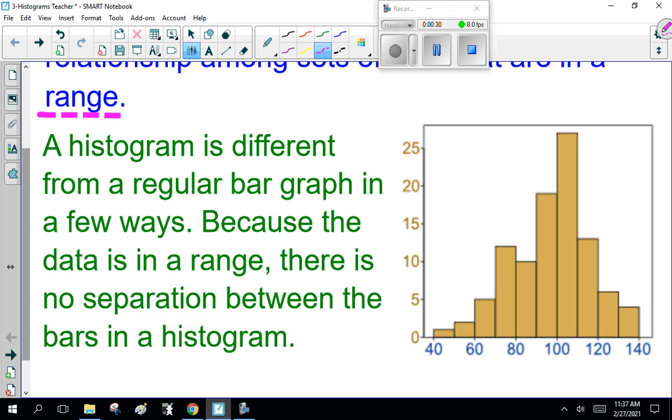A histogram is different from a regular bar graph in a few ways. Because the data is in a range, there's no separation between the bars in the histogram. So notice here, this histogram goes 40, 50, 60, 70. So the range here is 40 to 50, 50 to 60, 60 to 70. It's not individual points, but a range or a group. And there's no separation between them.